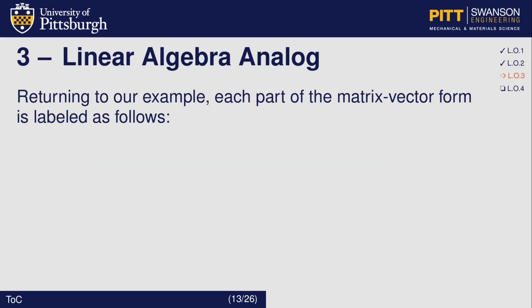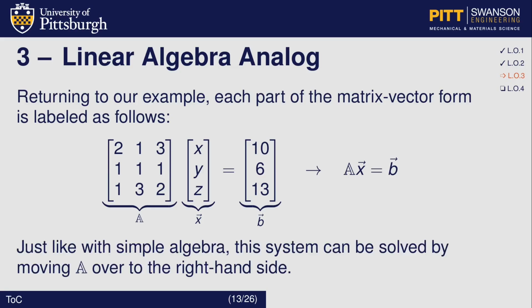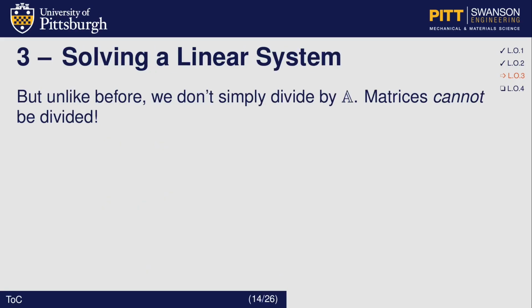Now, returning to the linear system, each part of the matrix vector form of the equation is labeled as follows. The coefficient matrix is labeled as A, the variables vector is labeled as the vector x, and the right-hand side vector is labeled as the vector b, or in short form, Ax = b. Just like with simple algebra, this system can be solved by moving A over to the right-hand side. But unlike normal algebra, we can't simply divide by A. Matrices cannot be divided. Instead, we have to invert the matrix.